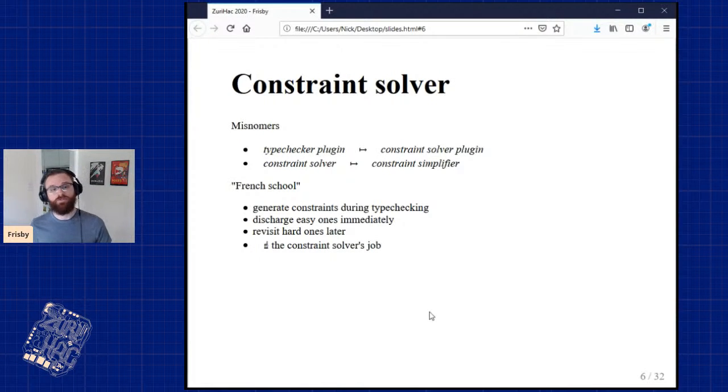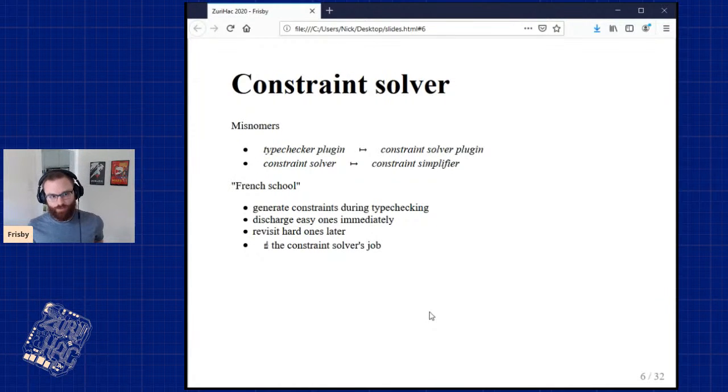And then even constraint solver itself is a bit of a misnomer. It's more of a constraint simplifier. The only real subtlety there is that you don't have to solve all the constraints. If you can't solve them all, that's not necessarily a type error. So that's just me being nitpicky. But I will go with constraint solver from here on because that's what everybody says when they talk about it.